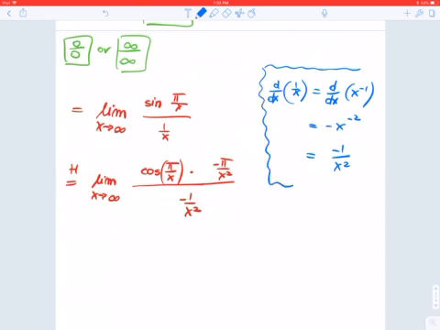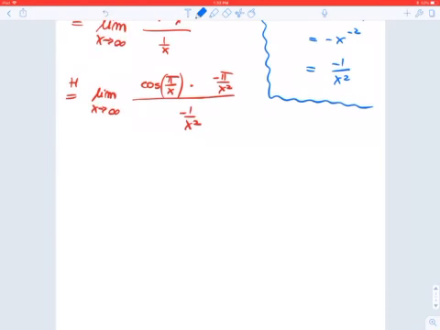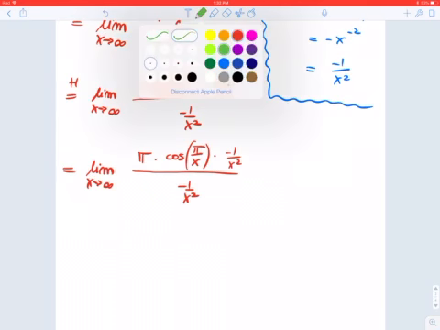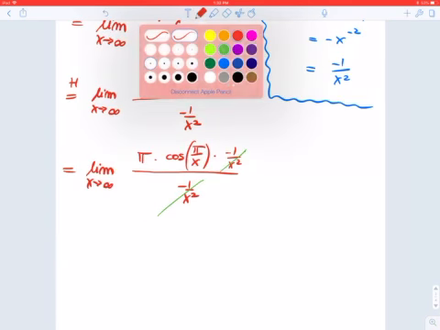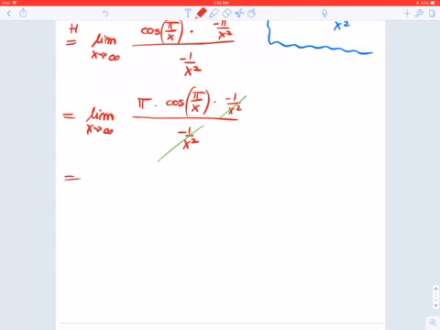That means this is the derivative basically of the denominator and numerator. The numerator has an additional constant pi. Okay, and I can see some simplification. Limit as x goes to infinity, I can put pi in front. I can copy cosine of pi over x. I will have negative 1 over x squared and negative 1 over x squared. I can simplify and I end up with the quantity pi.